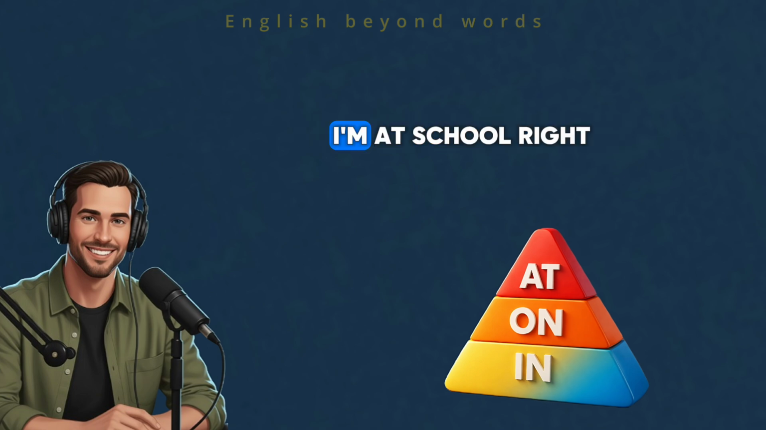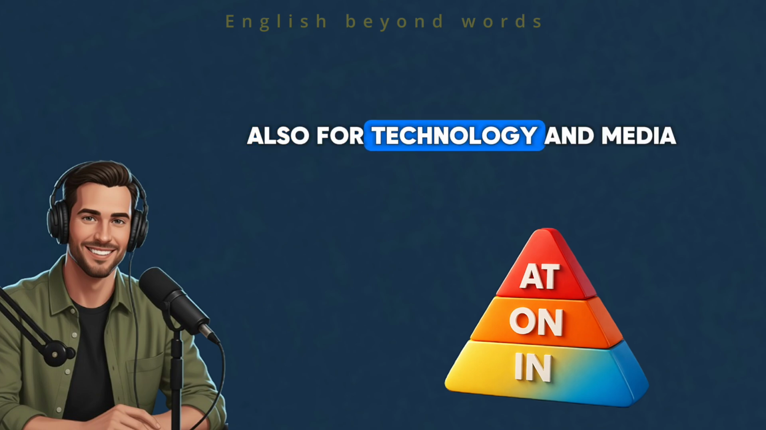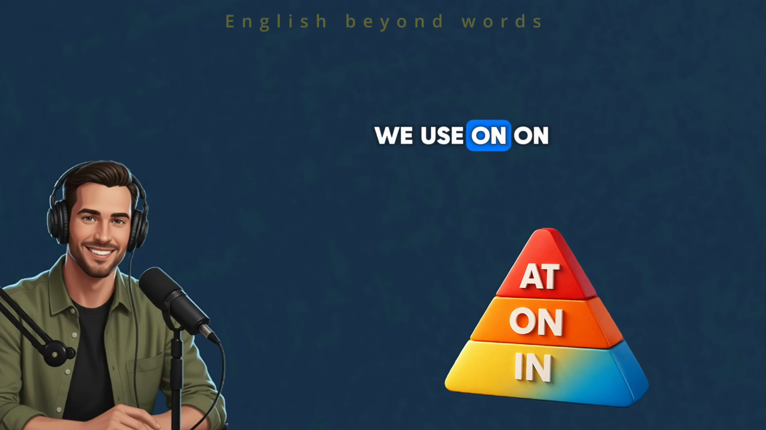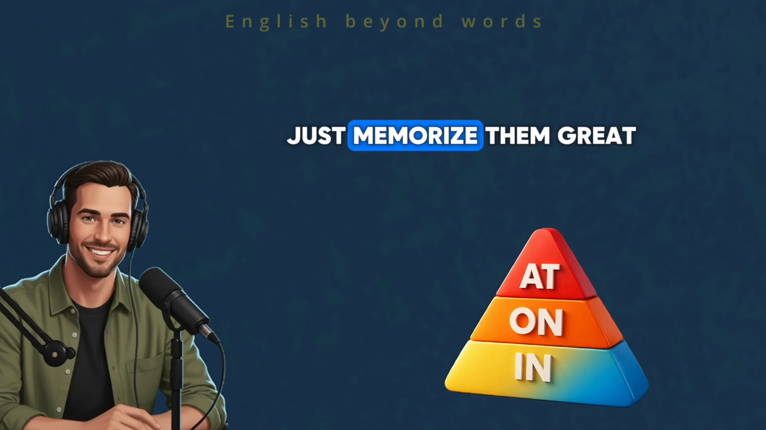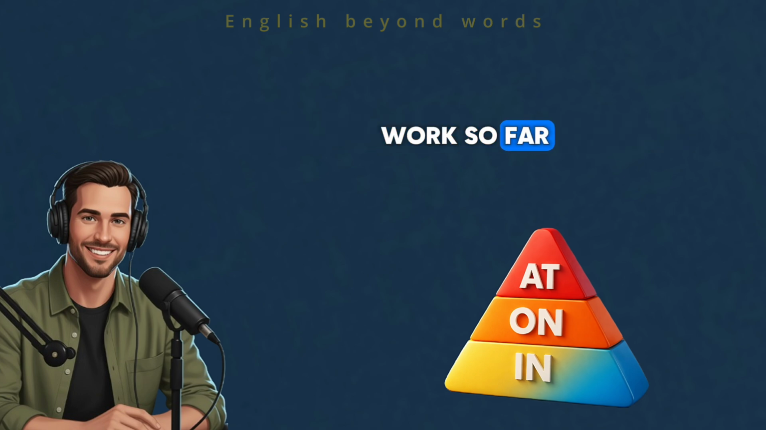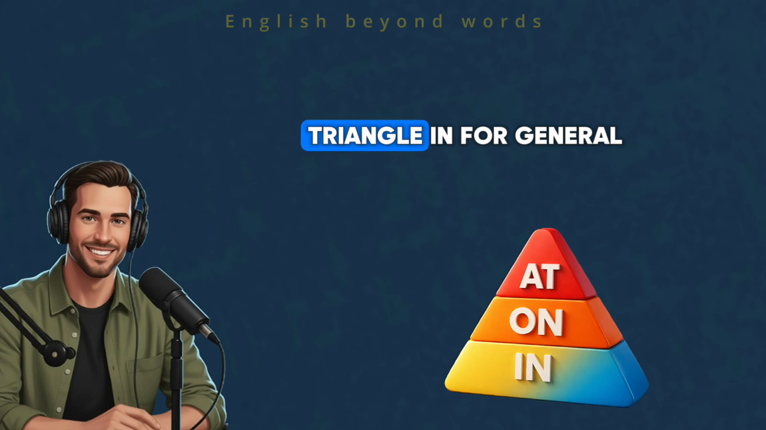For example, I'm at school right now means I'm at the building. I'm in school means I'm currently a student. Also, for technology and media, we use on the phone, on the internet, on TV, on the radio. These are fixed expressions. Just memorize them. Great work so far. You now understand the triangle. In for general, on for specific, at for exact, for both time and place.